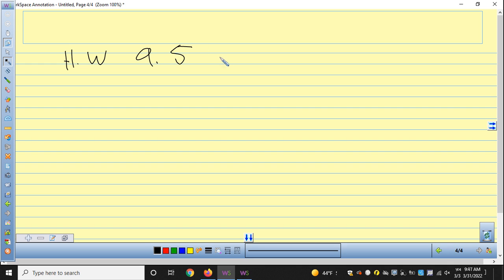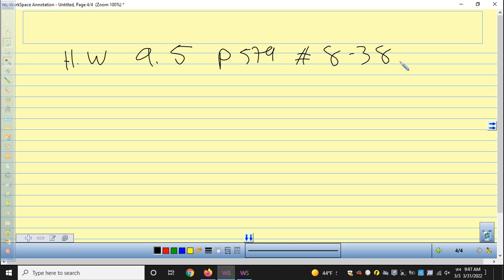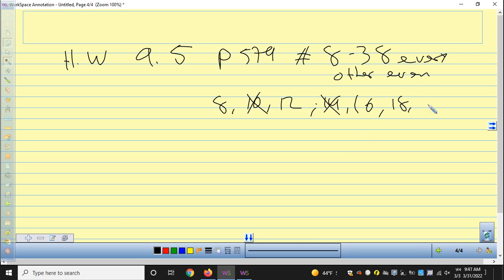This is section 9.5. And our homework is going to be page 579, number 8 through 38. Every other even. Every other even, what that means, just a reminder. So we do 8, skip 10, do 12, skip 14, do 16, skip 18, do 20, etc.